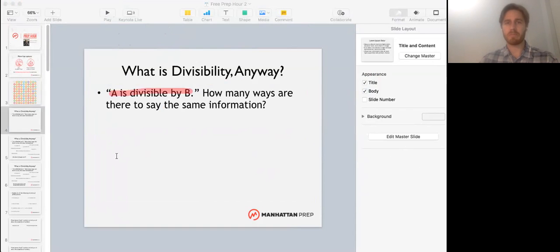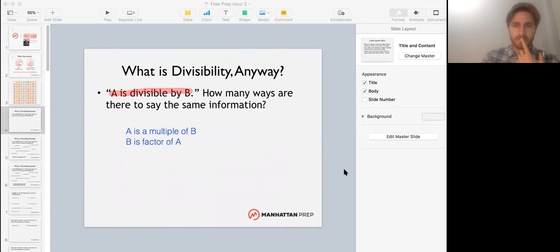I will type. Good. A is a multiple of B. Wonderful. B is a factor of A. Wonderful. Any other ways to say it? These are two good ones, but there are several others.